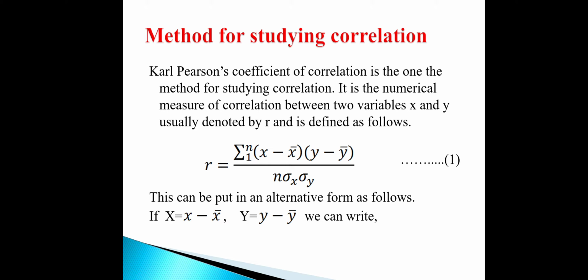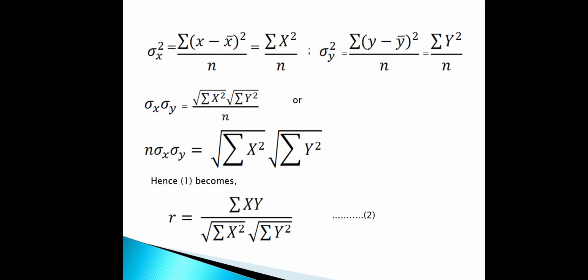The same formula can be put in another form by substituting capital X as x minus x bar and capital Y as y minus y bar. So we can rewrite sigma x square as summation of (x minus x bar) whole square divided by n, that is, summation of capital X square divided by n. In the same way, sigma y square can be written as summation of capital Y square by n. So n into sigma x into sigma y equals square root of summation of capital X square into square root of summation of capital Y square.